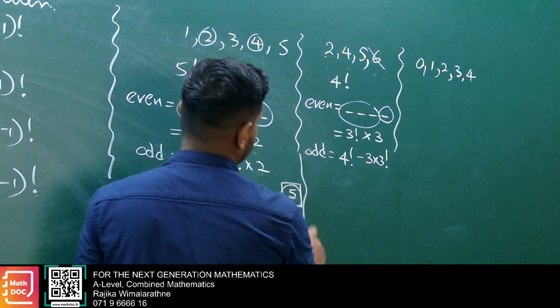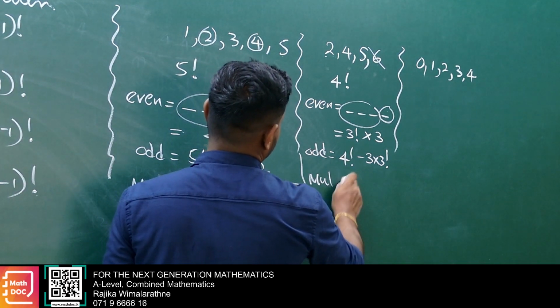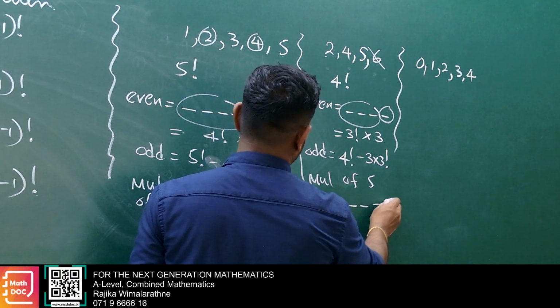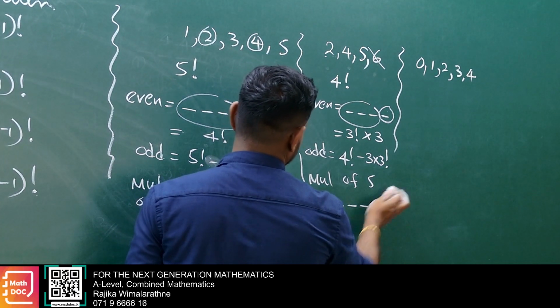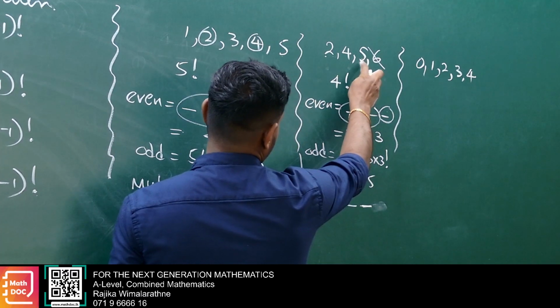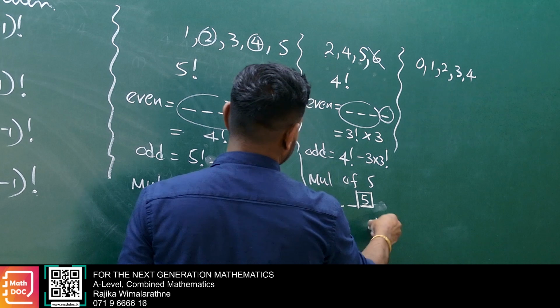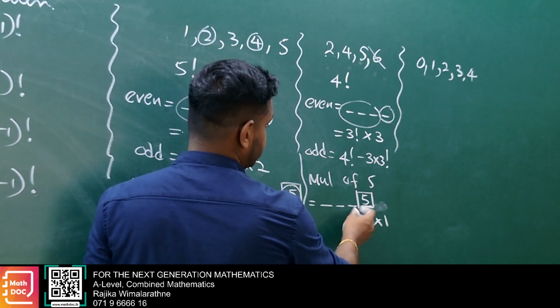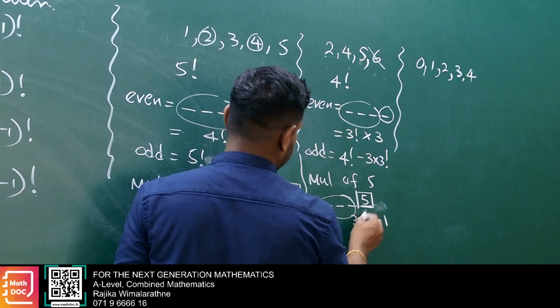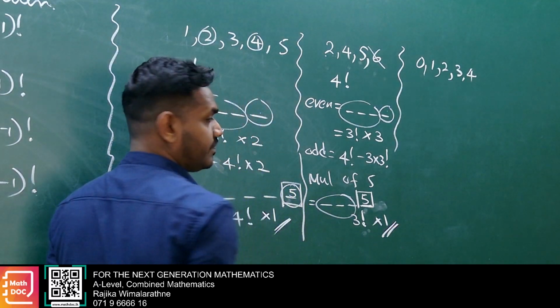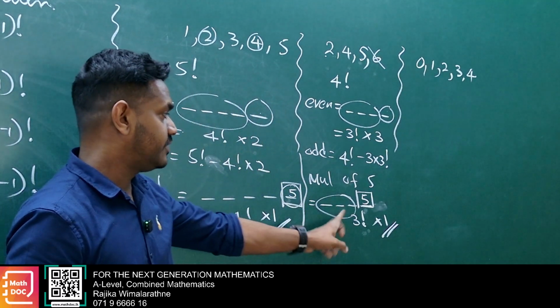Then here, multiple of 5. Arrange spaces 1 2 3 4 5. Sorry, 4 spaces. Then for a multiple of 5 we have to put 5 here. Then here we have only one possibility. Remaining 3 arrange in 3 factorial ways. Here multiple of 5, 3 factorial times 1.